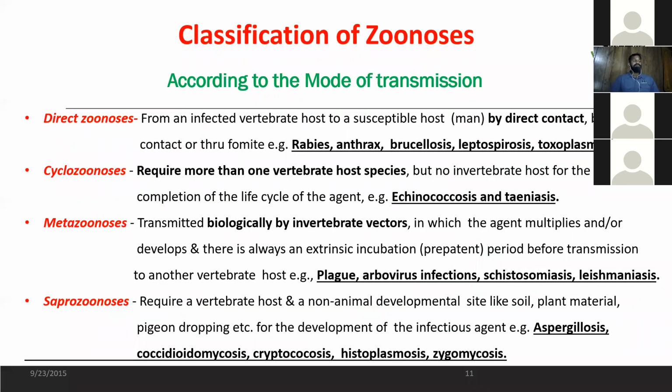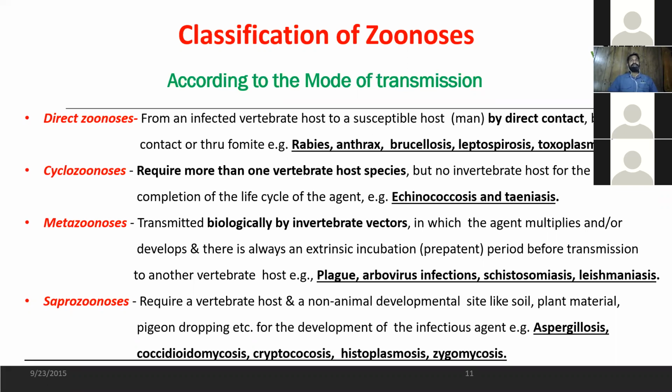The other one is mode of transmission. Here, a direct zoonosis is from an infected vertebrate host to a susceptible host, which is man, by direct contact or through fomites. Those are rabies, anthrax, brucellosis, leptospirosis. Cyclozoonosis requires more than one vertebrate host species, but no invertebrate host, for the completion of the life cycle of the agent. Echinococcosis: a number of herbivores or omnivores act as intermediate hosts, and the carnivores act as definitive hosts.